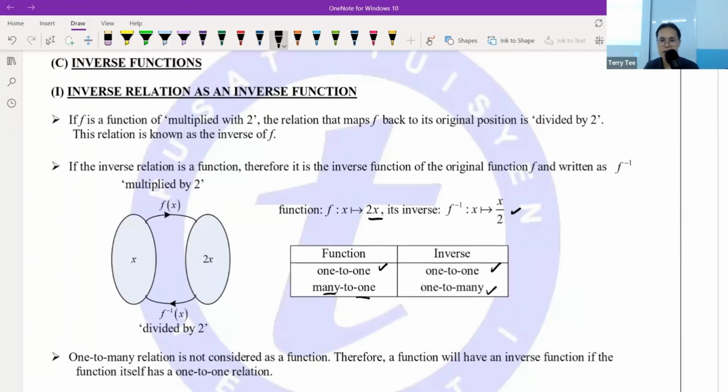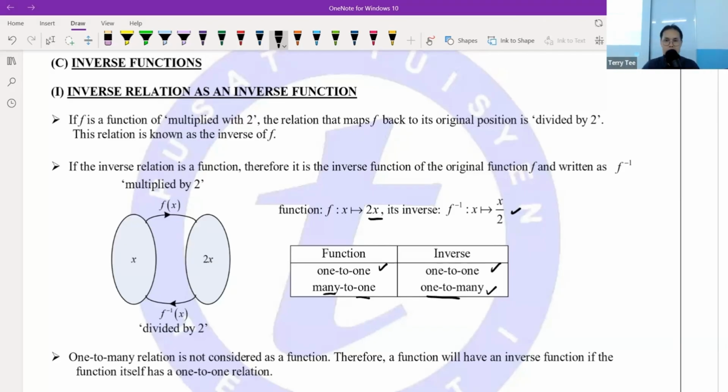Now, how come I didn't put 1 to many here? Because 1 to many by itself is not a function. If it's not a function, it doesn't have an inverse. All right? So 1 to 1 has an inverse. Many to 1 has no inverse. Why? The moment you inverse, it becomes 1 to many.